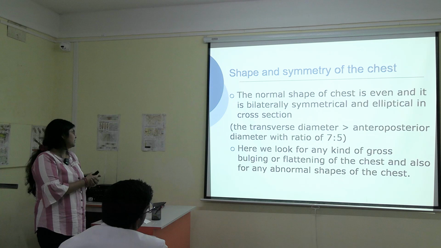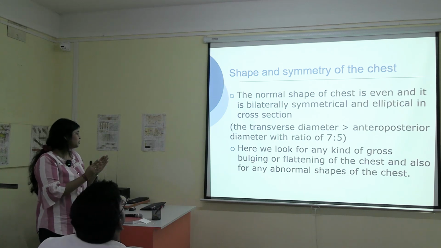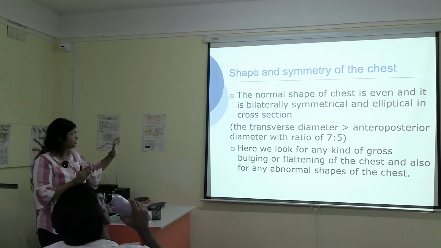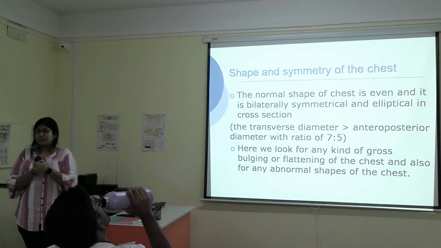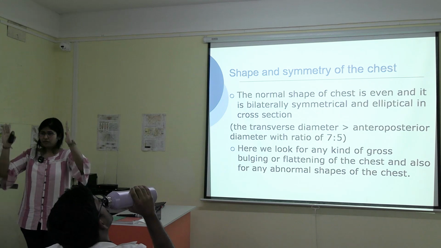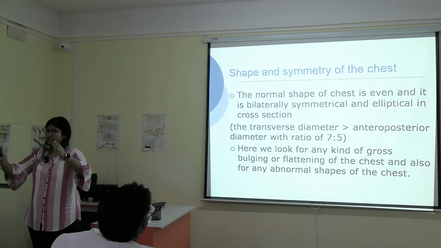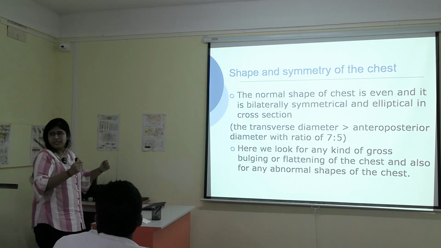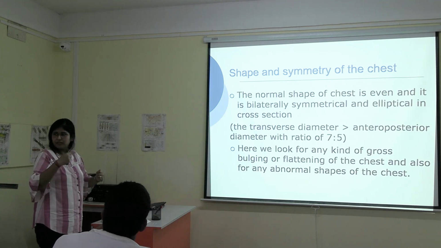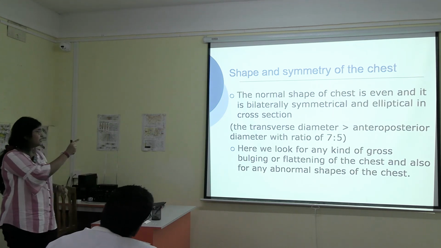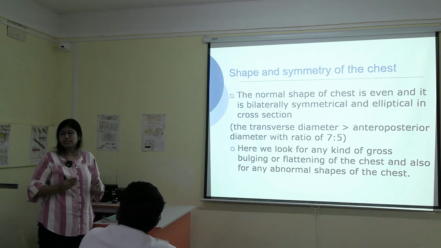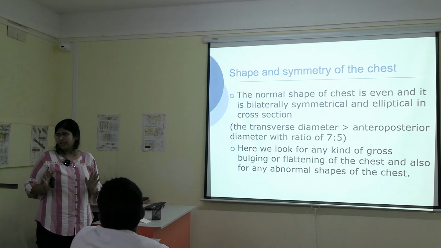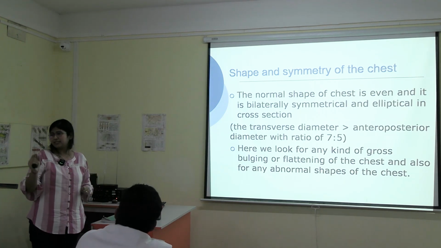Next is the transverse diameter and anteroposterior diameter. This is called the Hutchinson's index. If I'm standing like this, this is my transverse diameter. If I'm standing like this, this is my anteroposterior diameter. Transverse diameter divided by anteroposterior diameter, if it is 7.5, that is the normal condition. This is called Hutchinson's index.